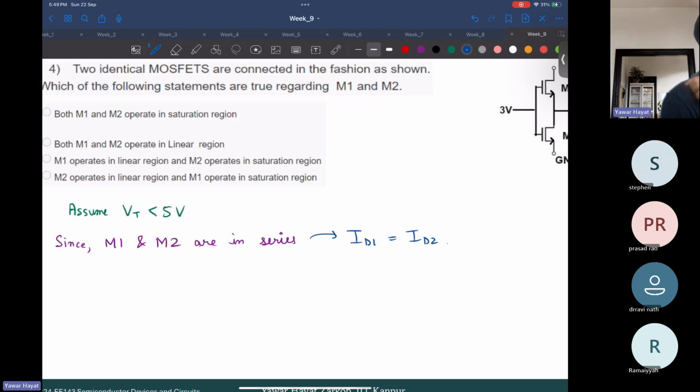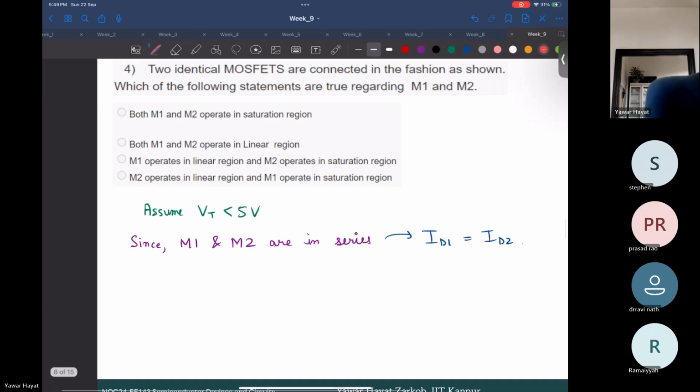Fine. So now let's test each and every option one by one, right? Firstly, we'll have option 1. Option one says that both M1 and M2 operate in the saturation region. If that is the case, we'll use the equation for the current in the saturation region for both ID1 and ID2 and equate them, and from there we'll see if that makes sense or not.